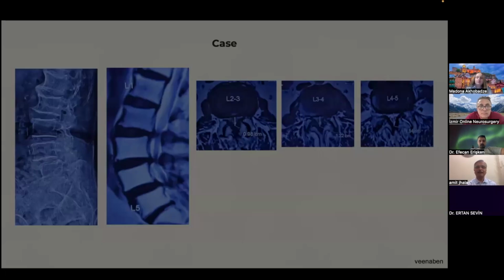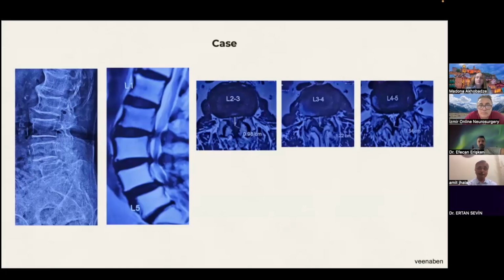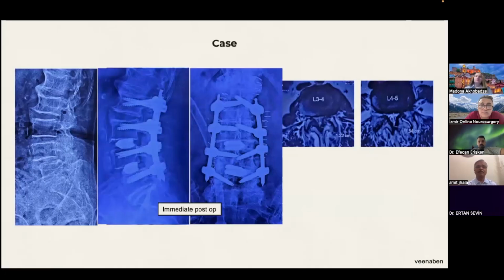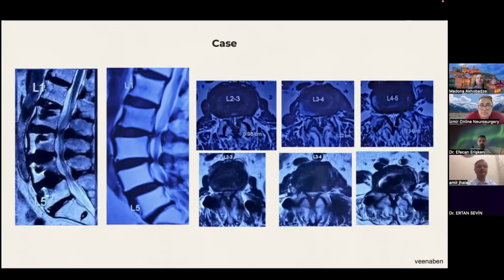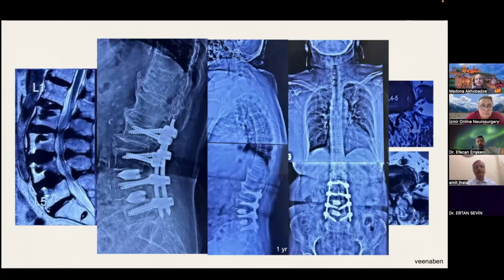Again, the same type of case. You can do it at multiple levels. So this is a multi-level case, a transkambin multi-level fusion, which is a 2-year follow-up of the same patient with an indirect decompression on the post-op MRI, and nicely done.